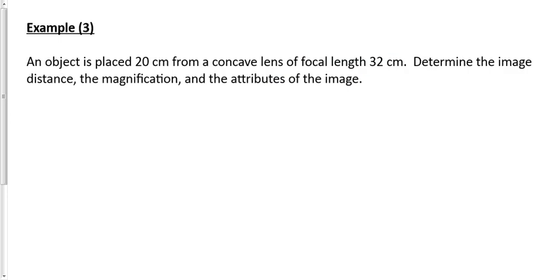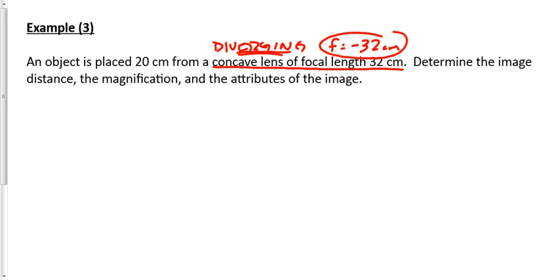Now let's take a look at example number 3. This one says an object is placed 20 centimeters from a concave lens of focal length 32 centimeters. Really watch this. A concave lens is a diverging lens. Remember, you always want to translate it into the words converging or diverging. Converging gives us a positive focal length. Diverging gives us a negative focal length. So we have to watch this, right? It's a diverging lens of focal length 32 centimeters, or technically, the focal length is negative 32 because it's diverging. You miss that negative, you get this all wrong.